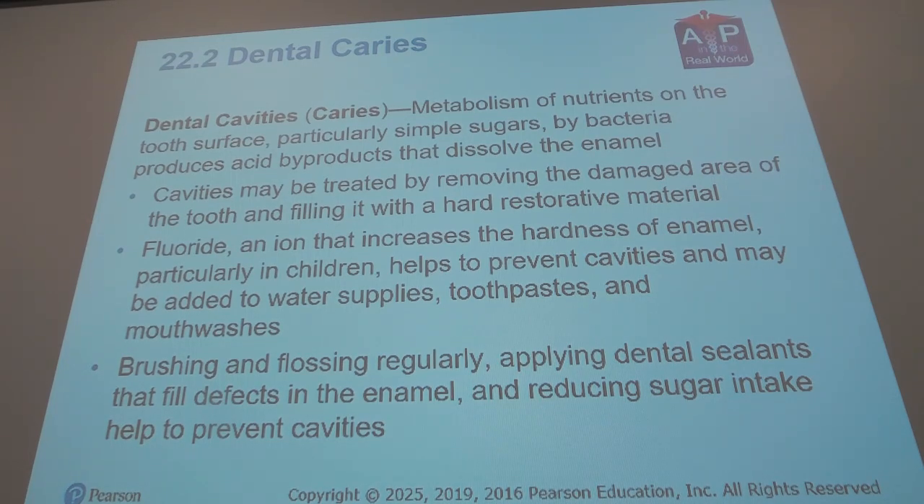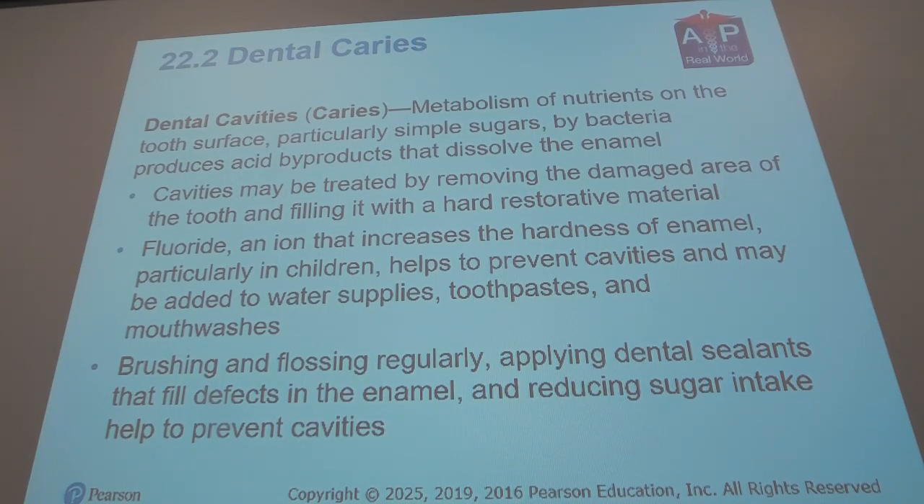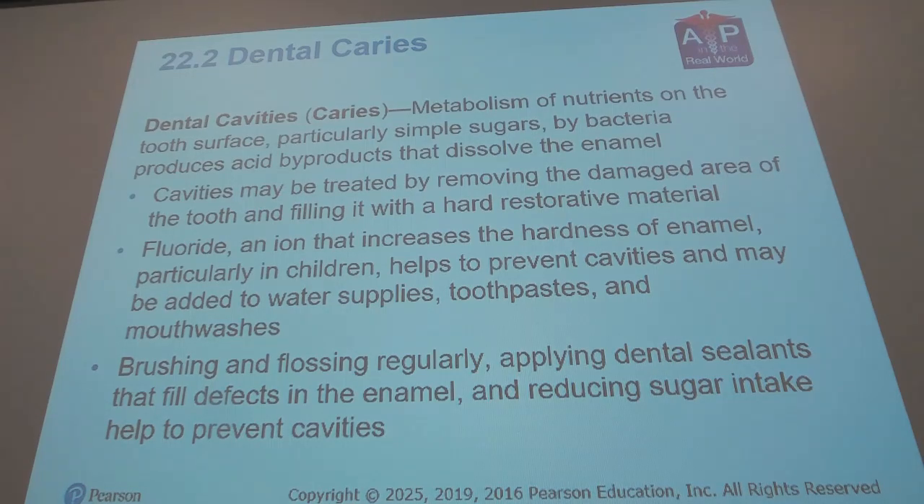Something that is rich in sugars, or even if it's not rich in sugar, like sugarless sodas, I mean, they are rich in acidity because they have CO2. That also can damage your teeth.